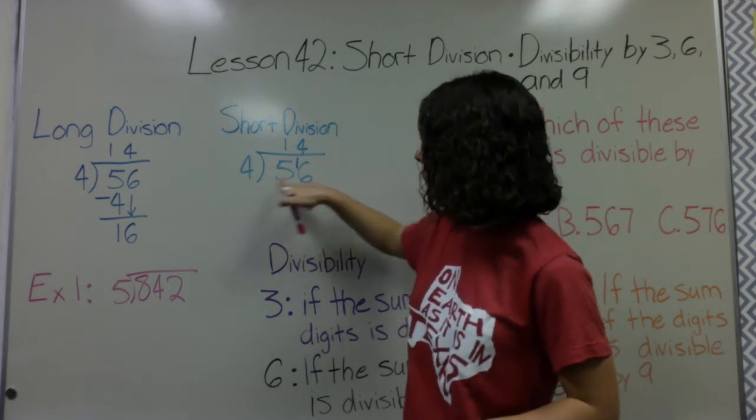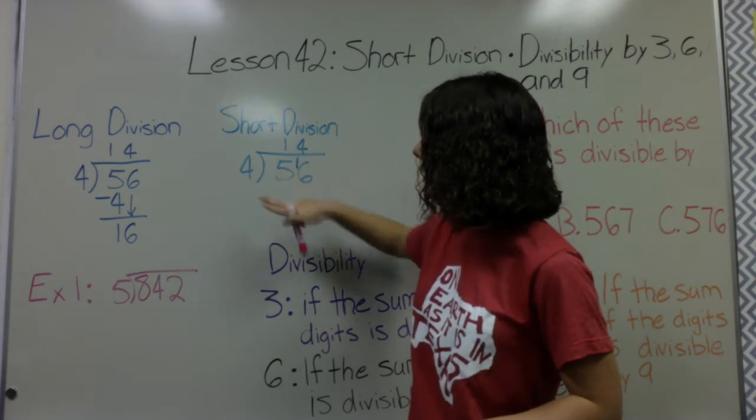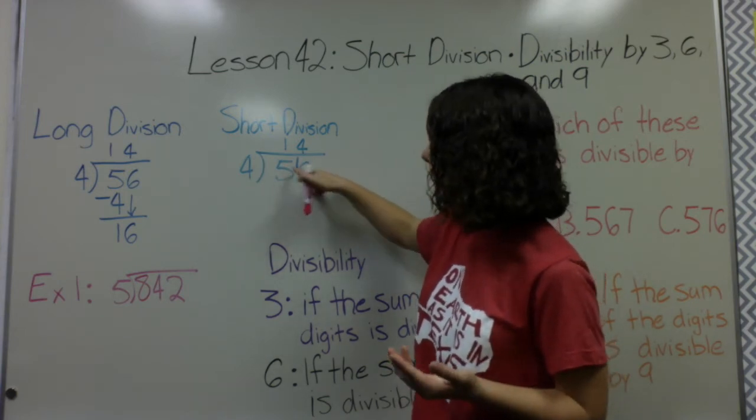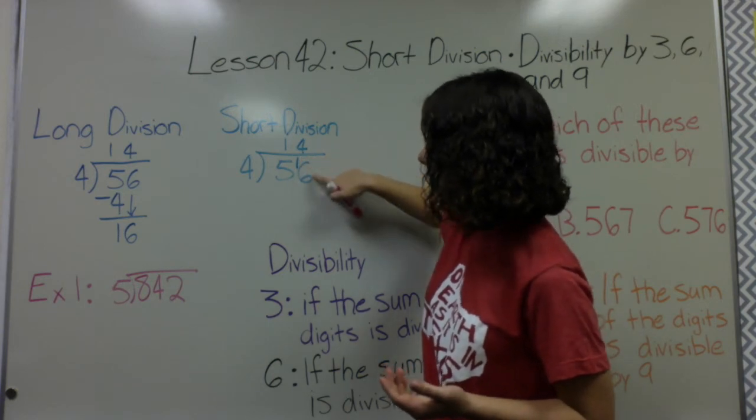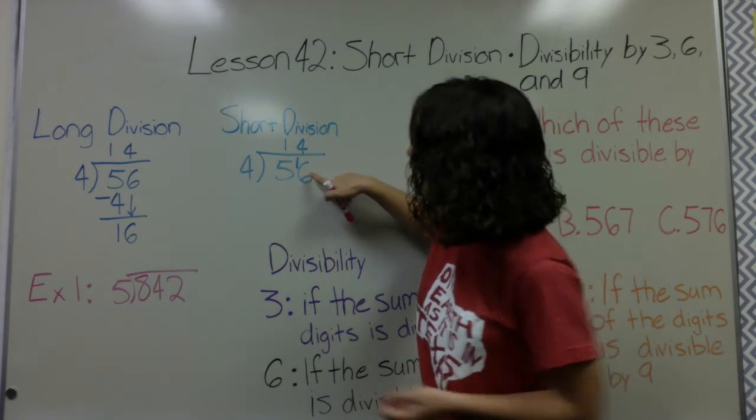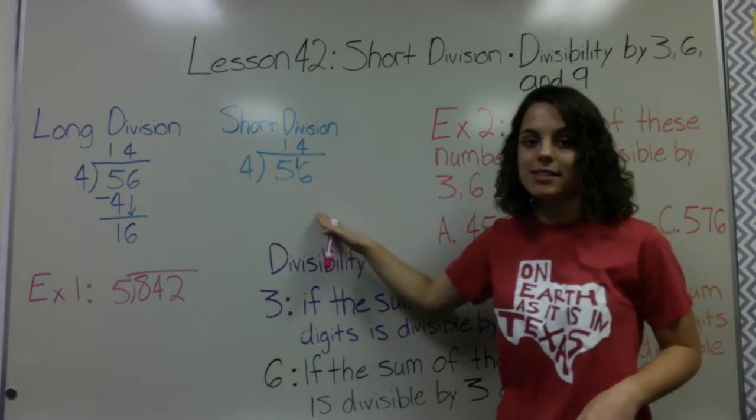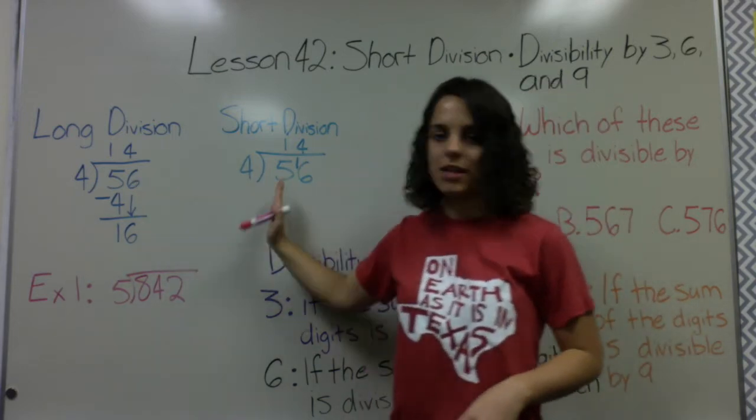Notice I have 4 goes into 5 one whole time. And I know that 4 times 1 is 4. When I subtract 5 minus 4, I have 1 left over. So I carry this leftover 1 up on top next to my 6 because these two numbers are what I'm looking at next. 4 goes into 16 4 whole times. Notice I didn't have to write any of the steps down. Exact same thing. I get the exact same answer.